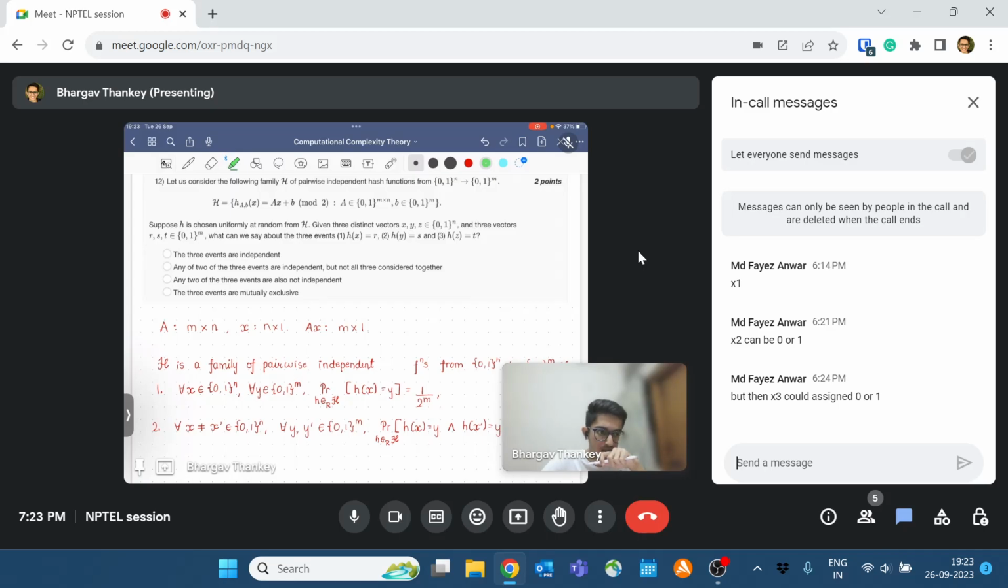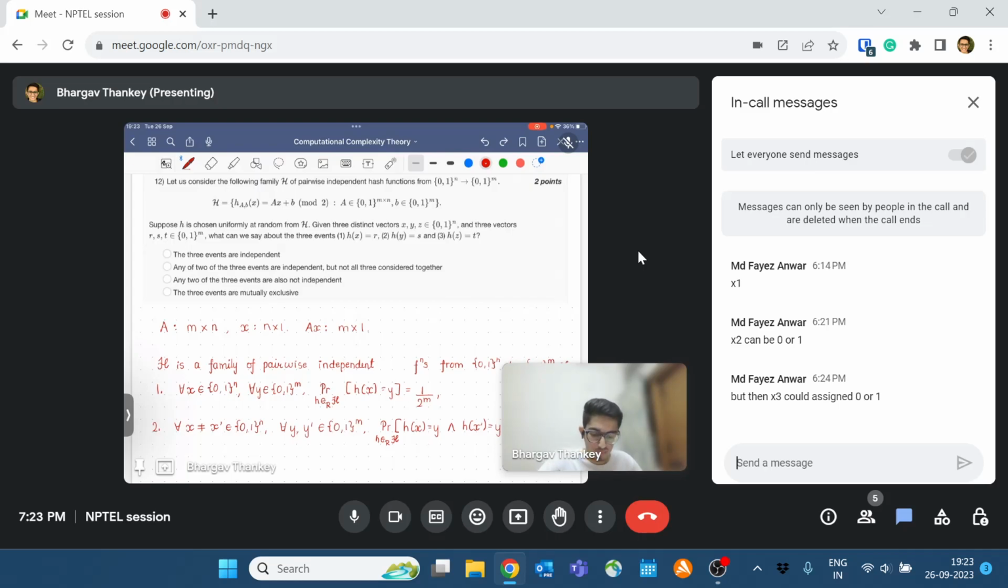But is this necessary in pairwise independence? So this z can also be independent of the x then? Yes, that is true, that is in the definition, right? So in that case, the probability of x, y, z will be the product of the probability of x, the probability of y and the probability of z. So in that case, the first option seems to be correct then.